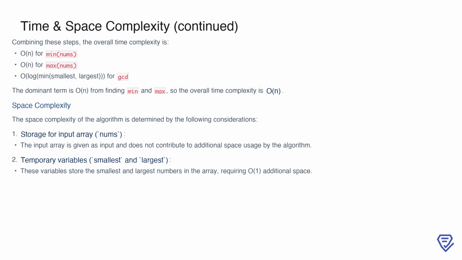Now, let's consider the space complexity. First, the input array itself does not contribute additional memory usage, as it is provided as input. Second, the temporary variables smallest and largest are used to store the results of the min and max computations, and these require only O(1) additional space. This means that the algorithm uses very little extra memory so far.